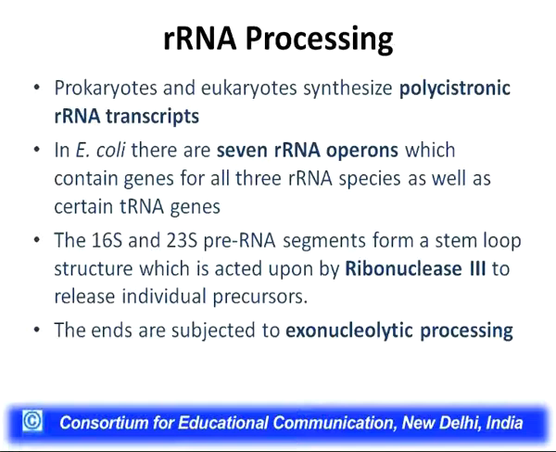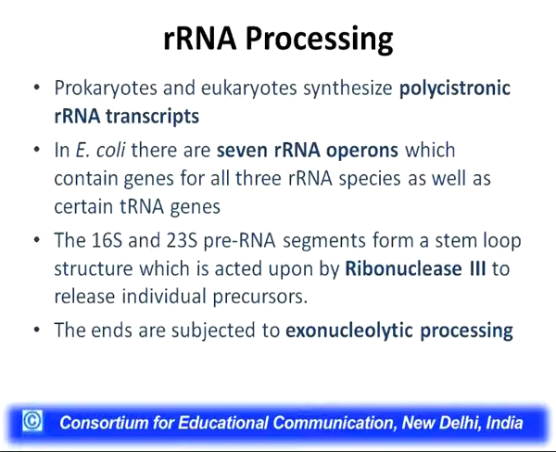Now, both prokaryotes and eukaryotes synthesize a polycistronic rRNA transcript. Again, polycistronic means rRNA genes are transcribed in tandem with one another. In E. coli, there are about 7 rRNA operons which contain genes for all the rRNA species which are found in this particular organism. It is also common for other prokaryotes, and this particular polycistron might also contain transcripts of certain tRNA genes.